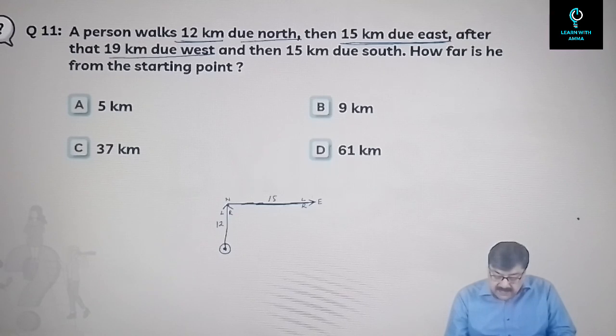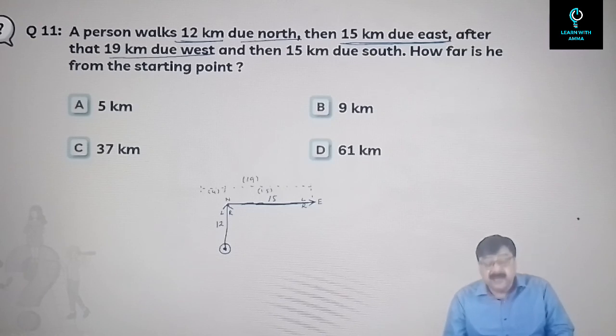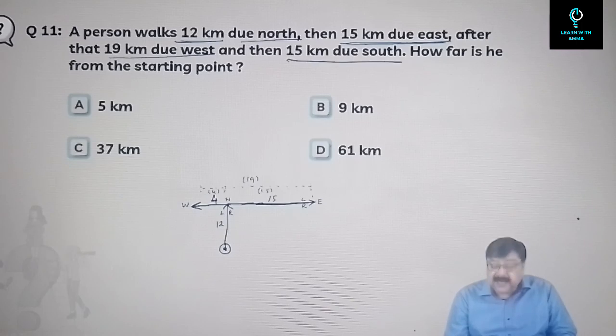So from here, if he is going back till here, it is 15. So go back a little more, by 4 more kilometers, so that he goes back by 19 kilometers. So 4 more kilometers here, he moves. Now he is facing west. And then 15 kilometers south. So from here, he moves towards south.